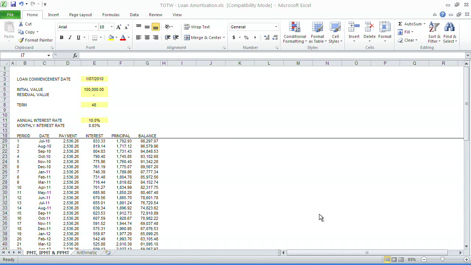Welcome to Excel Tips and tip number 27. Today we're going to be looking at loan amortization and some functions that work with it. And we're also going to prove that the functions actually work versus an arithmetic model.